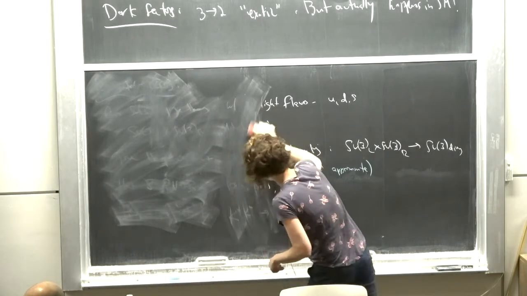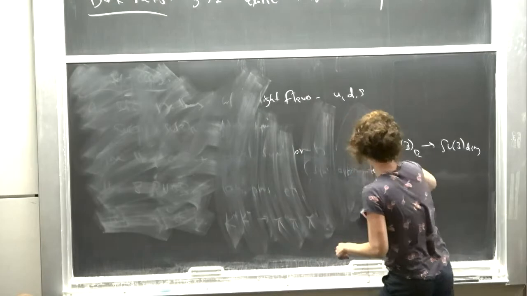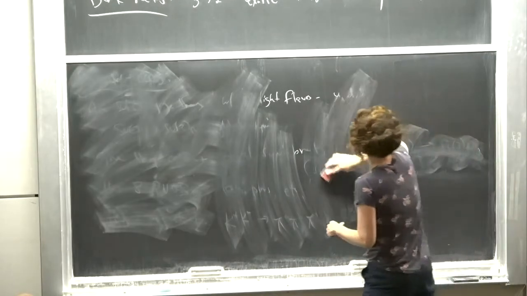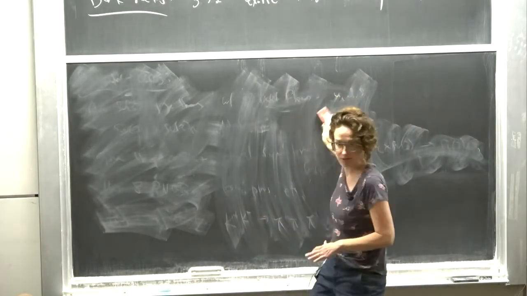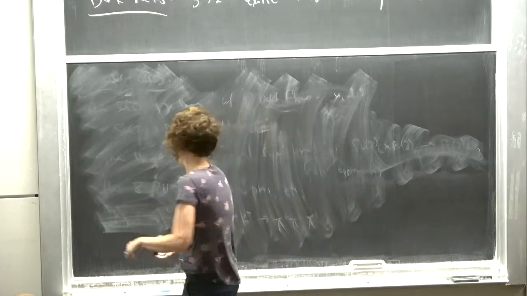Okay, so the next thing that I normally would have been discussing, but we're not going to be discussing in detail, are general constraints on dark matter.